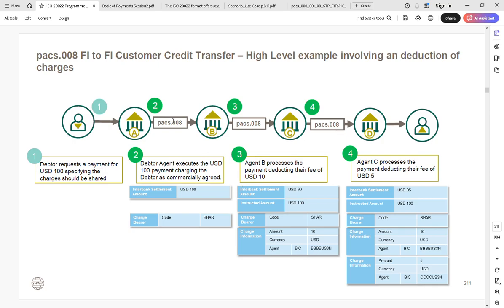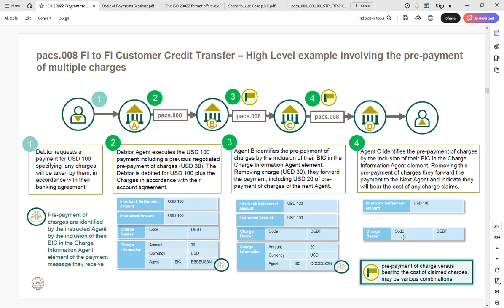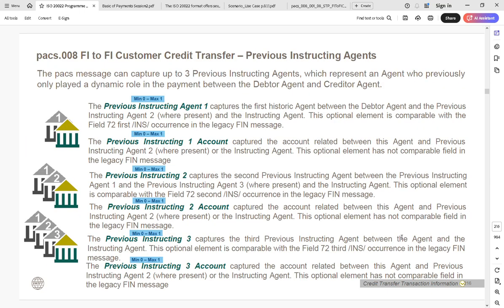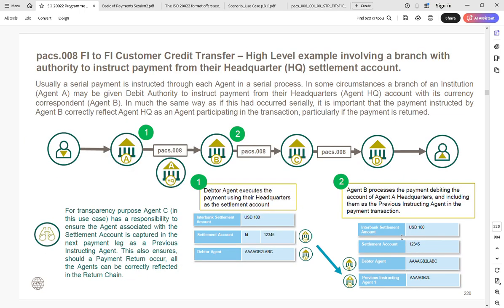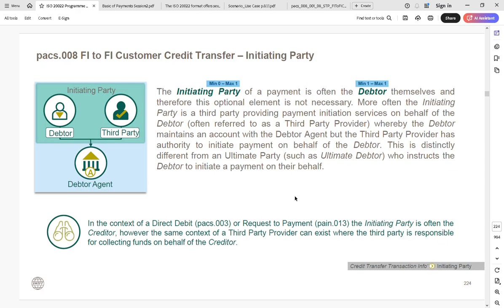Then some real-time production examples, some real-time flows we are going to walk you through on this: how many charges were deducted by whom, and how the payment has been settled. These are some charges production data examples. Then the new fields which I just now told you, ultimate debtor and ultimate creditor, have been introduced. These are the things.